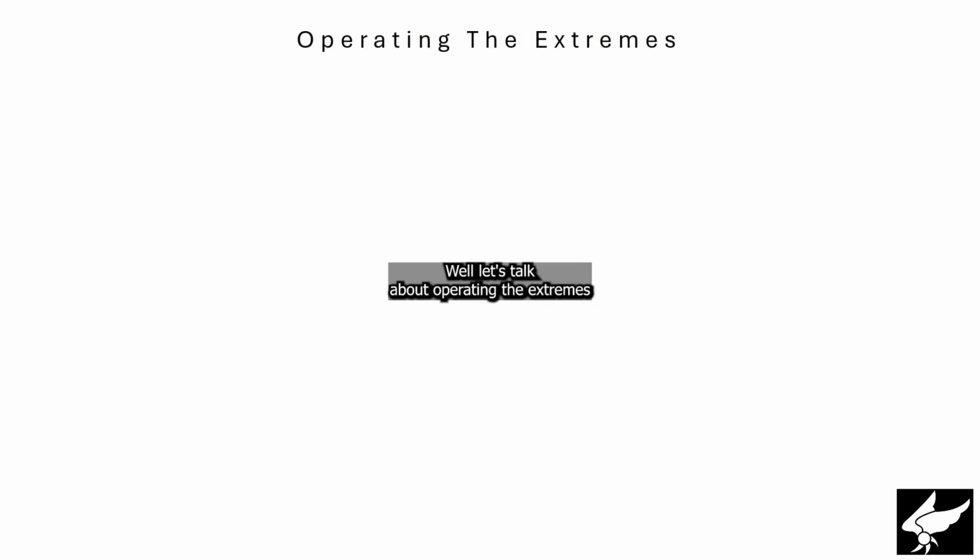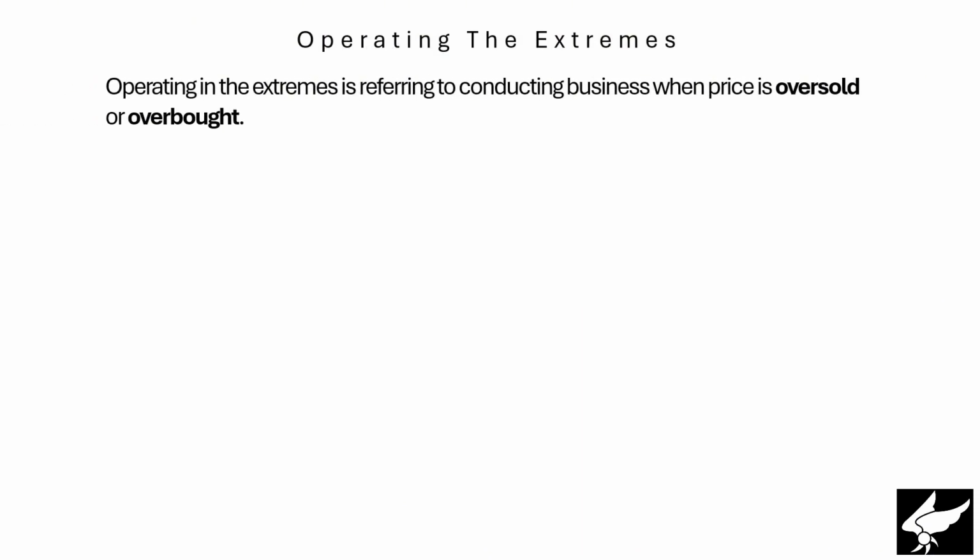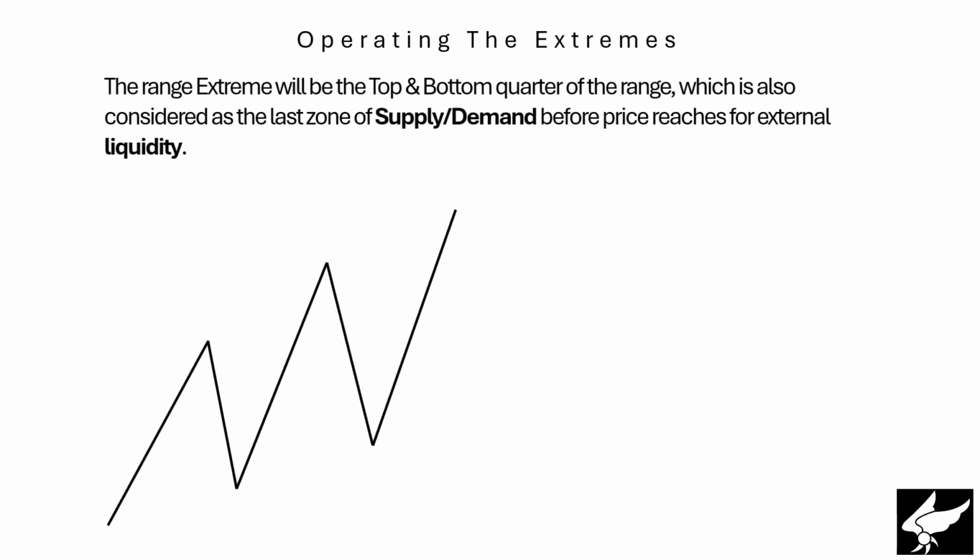But let's talk about operating in the extremes. Operating in the extremes is referring to conducting business when price is oversold or overbought. The range extreme will be the top and bottom quarter of the range, which is also considered the last zone of supply or demand before price reaches for external liquidity.